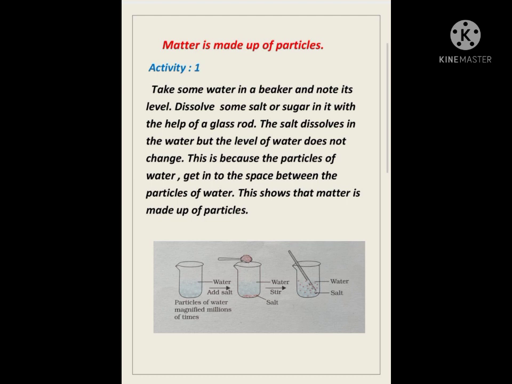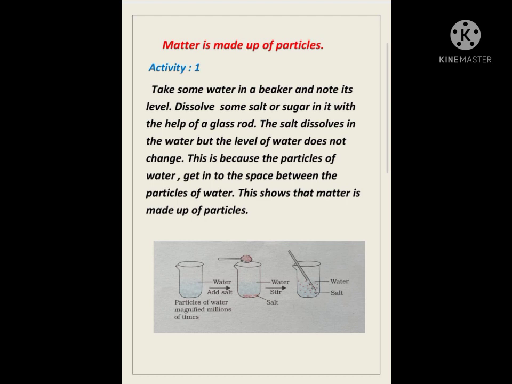Matter is made up of particles. Let's perform one activity. Take some water in a beaker and note its level. Dissolve some salt or sugar in it with the help of a glass rod. The salt dissolves in the water, but the level of water does not change. This is because the particles of salt get into the space between the particles of water. This shows that matter is made up of particles.